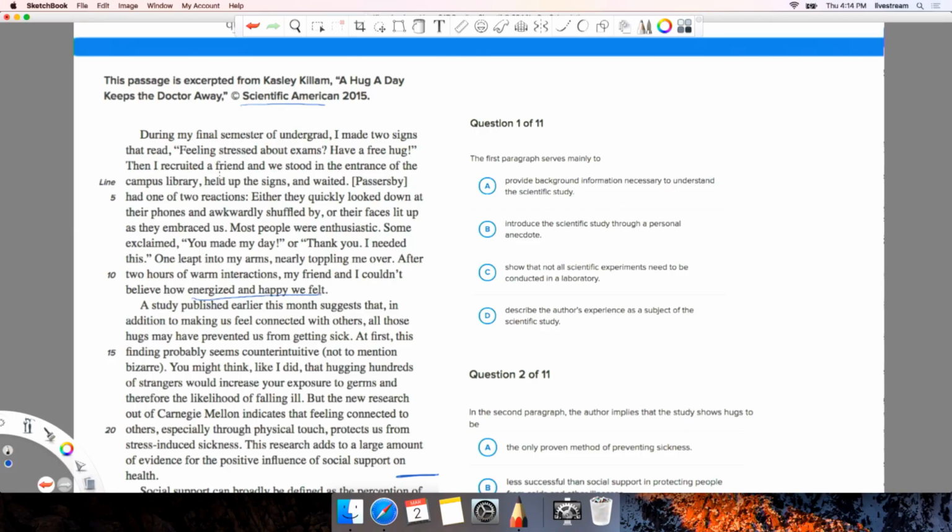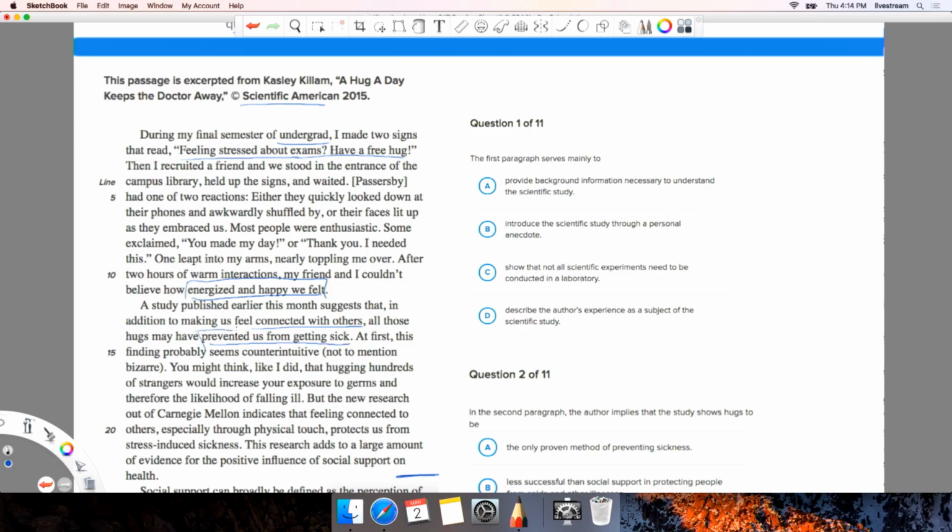Okay, so let me go through that again and just mark up a few important things. So feeling stressed about exams, have a free hug. And they had warm interactions, and then at the end they were feeling pretty energized and happy. So then this seems like just a story about how at the end of this person's undergrad career. Okay, so let's read the next paragraph now. A study published earlier this month suggests that in addition to making us feel connected to others, all those hugs may have prevented us from getting sick.